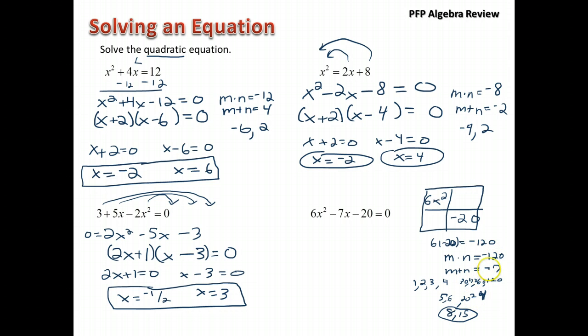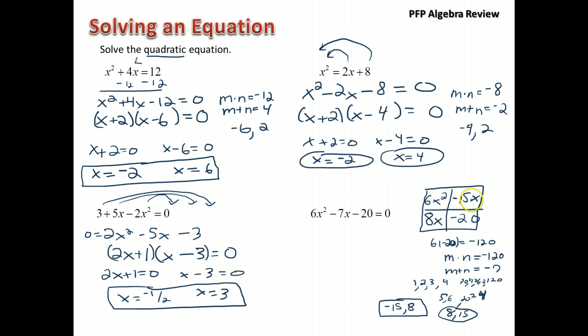Okay? Well, how's it going to be a negative 7? It better be a negative 15 and a positive 8. That's the answer to the riddle. So what do you do with these? We put them in here. Negative 15x and a positive 8x. And then you factor every row and every column, and then you're done.